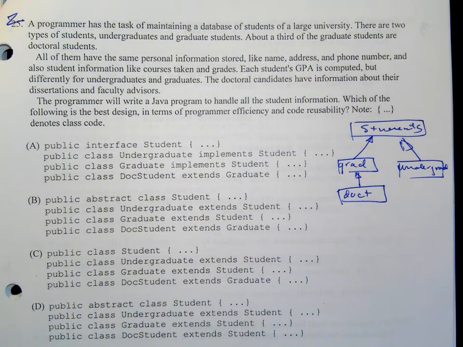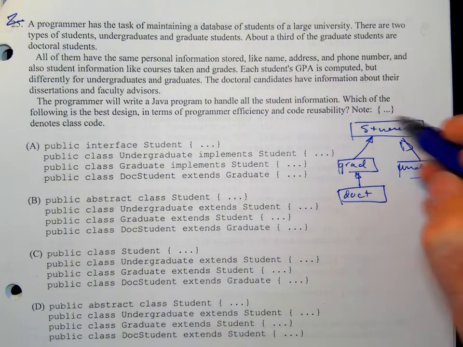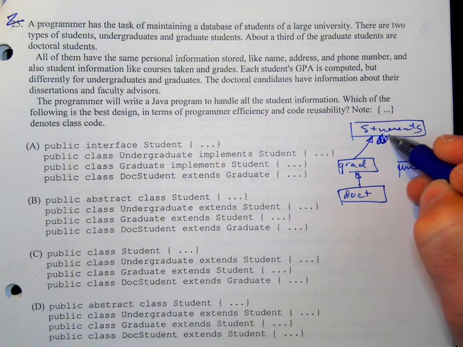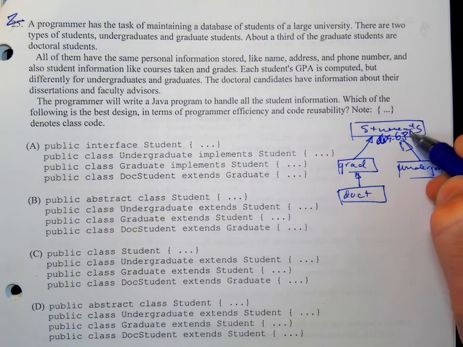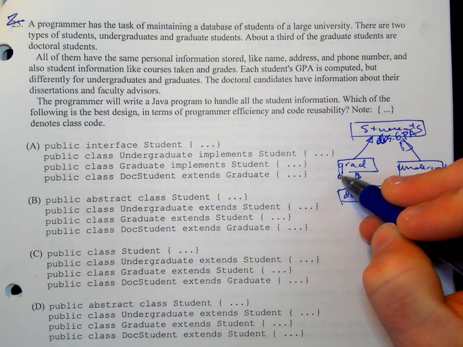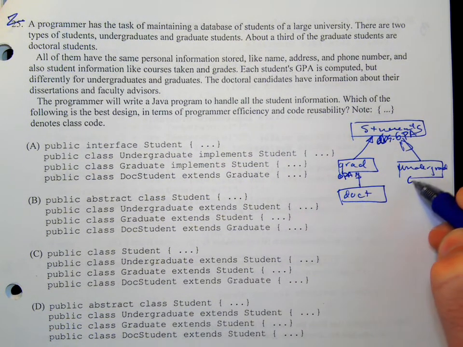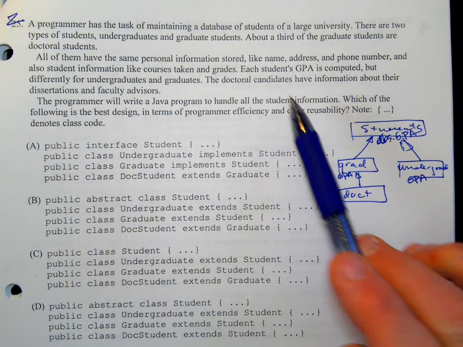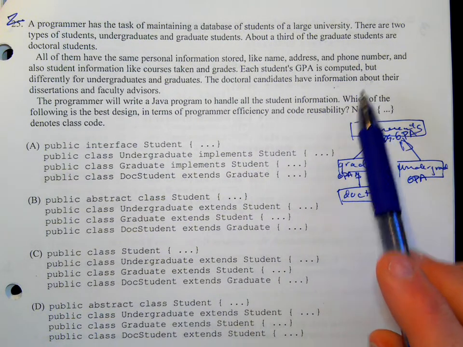also student information like courses taken and grades. Each student's GPA is computed, but differently for undergrads and grads. So GPA should probably be an abstract method in the superclass, and then we'll implement them more specifically. We'll override it in the subclasses. Doctoral candidates have information about their dissertations and faculty advisors.